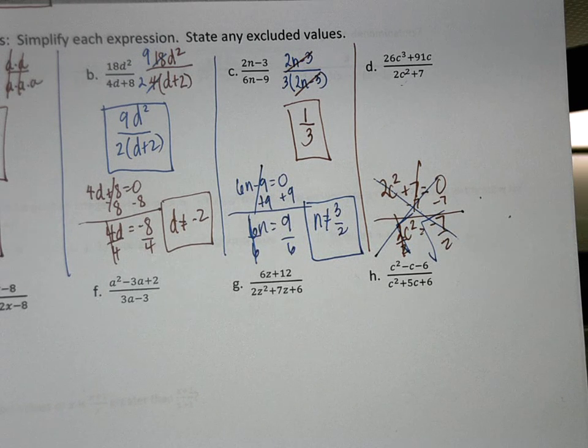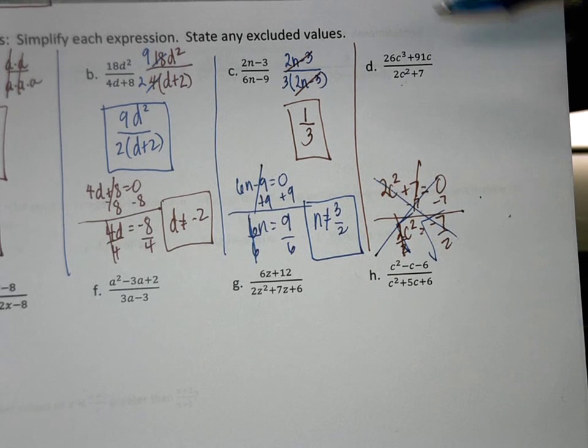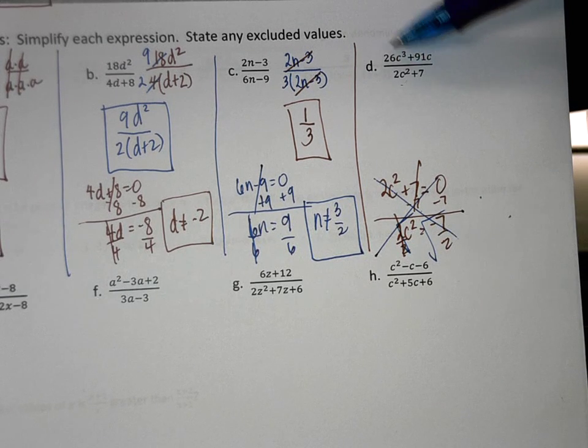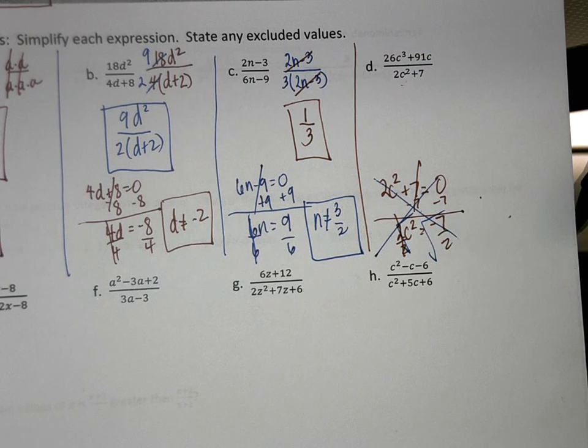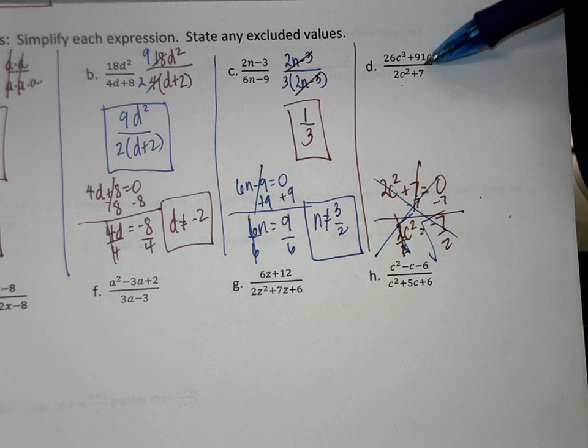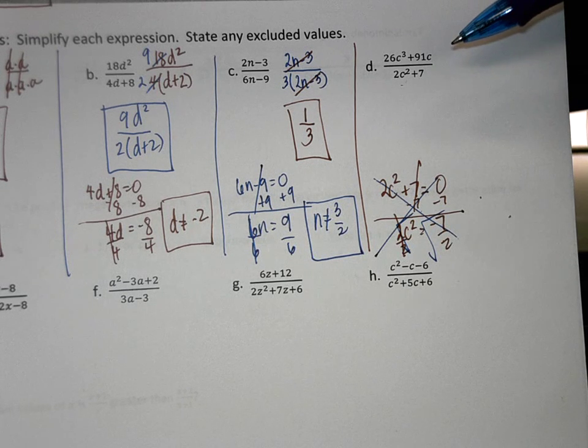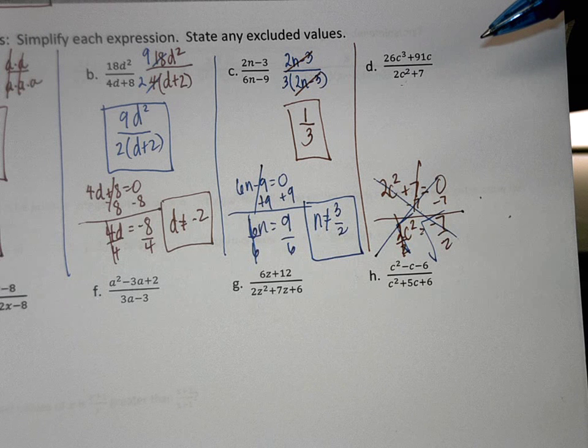So I notice for sure I can take out a c. Now, I always look at one of the numbers. And so if I were to break 26 down, what two numbers multiply to be 26? 2 and 13. So then I check, okay, is 91 divisible by 13? And if you plug it into your calculator and just go 91 divided by 13, the answer is 7.